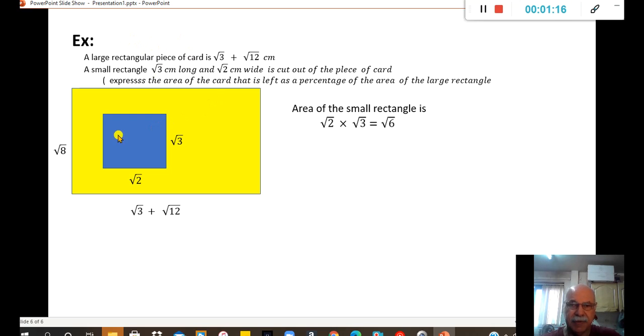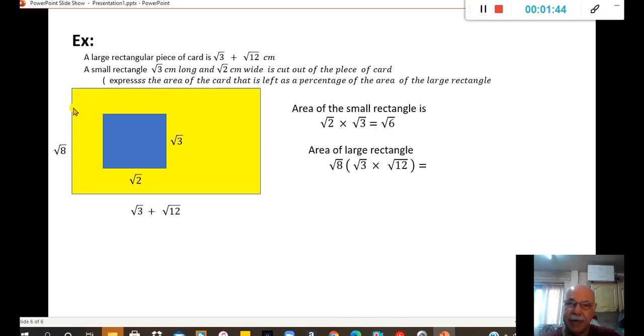We must find the area of the small rectangle, and after that, subtract it from the area of the big rectangle. The small rectangle's area we can find by multiplying the height by the length. The square root of 2 times the square root of 3 becomes the square root of 6.